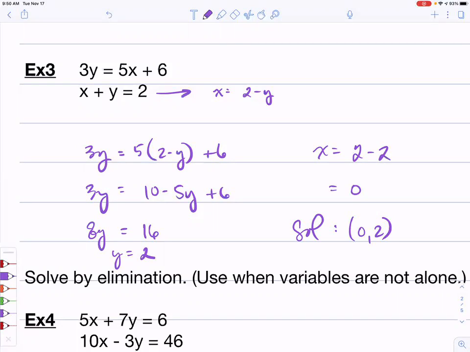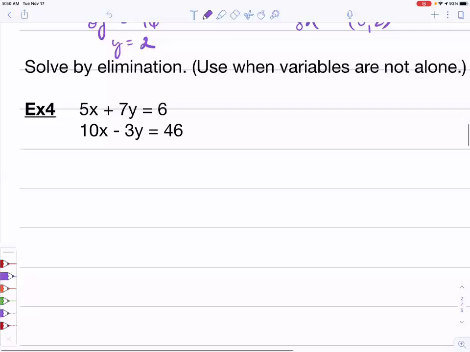Aha, so you had a 4 there. And so then you got a 1/2. Gotcha. Okay, now let's talk about solving by elimination.